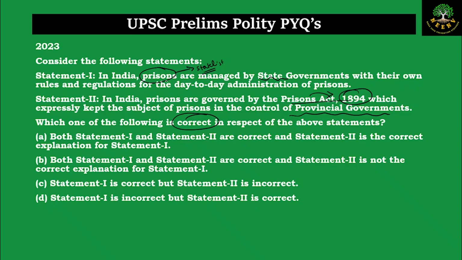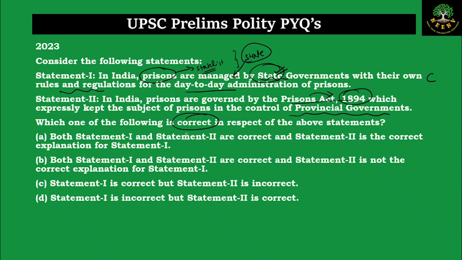So statement 1 says, in India, prisons are managed by the state governments and with their own rules and regulations for the day-to-day administration. Obviously, if something is there in the state list, it is the state which will make laws on it, and the rules and regulations for the day-to-day administration will also be made by the state government itself. So this is a correct statement.